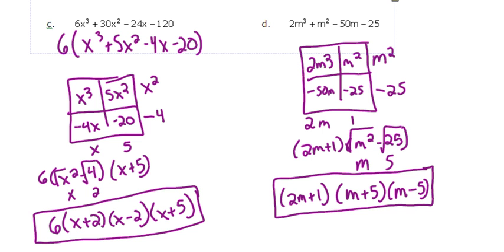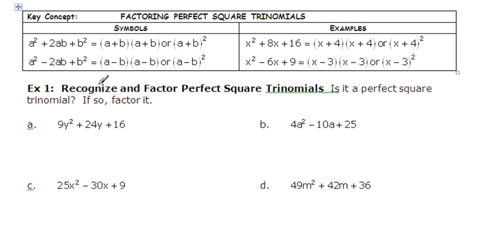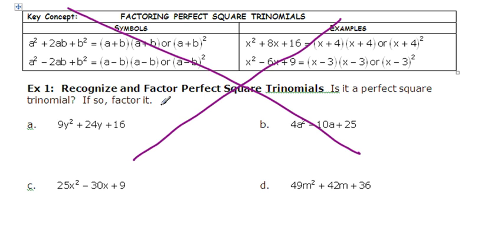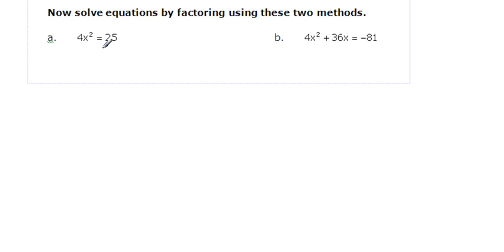There's my answer. Okay. So the next thing is perfect square trinomials. Since these are all trinomials, I don't think it's important to use the shortcut. We can just take out GCFs and use the box method. So we're going to skip that. Then we're going to look at the last example, where it says now solve equations by factoring using these methods.